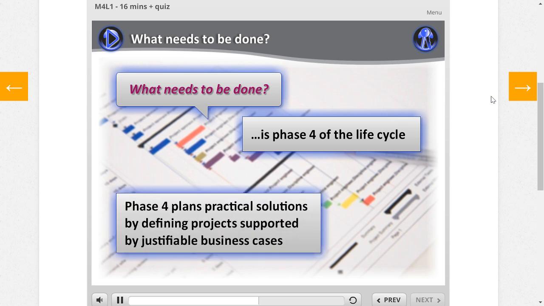Phase 4 plans practical solutions by defining projects supported by justifiable business cases. A change plan for implementation is also developed. A well-developed business case helps to ensure that the project's benefits are identified and monitored.